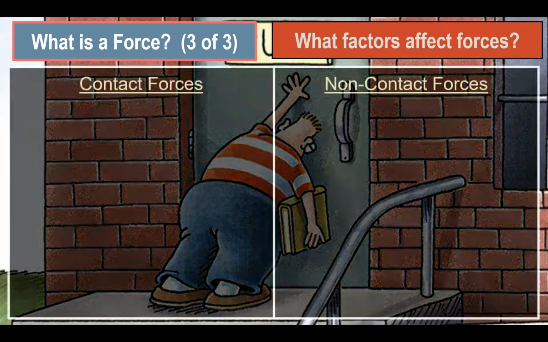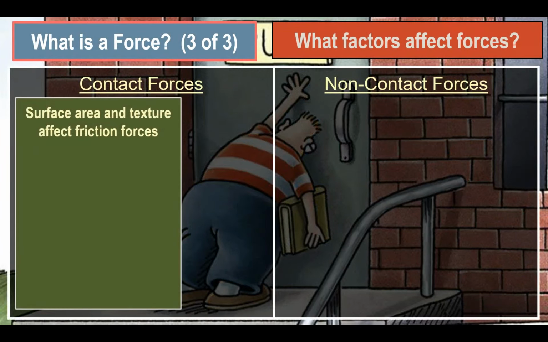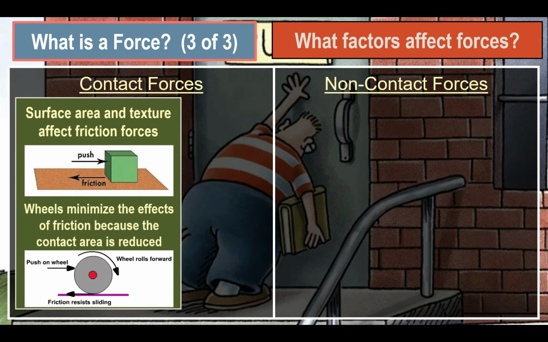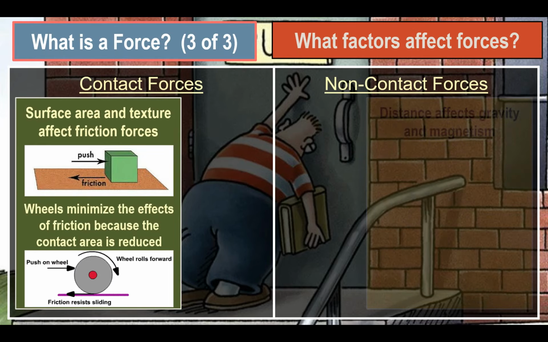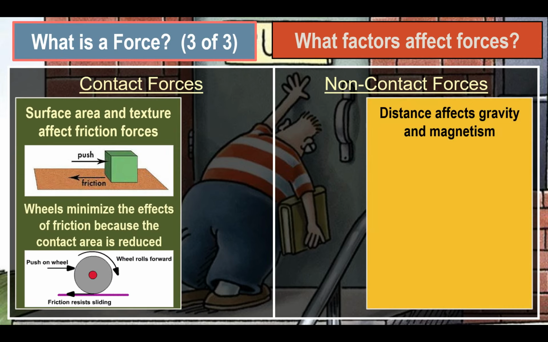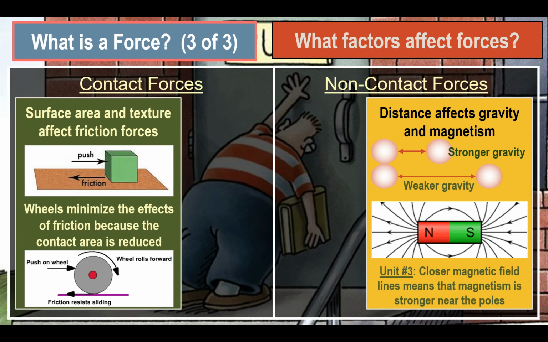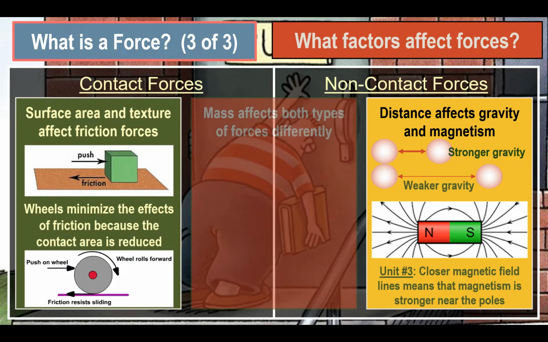What factors affect forces? Well, contact forces can be affected by surface area and texture. Wheels minimize the effect of friction because the contact area is reduced. In non-contact forces, we have distance affecting gravity and magnetism. If two objects are closer together, you have stronger gravity. If they are further apart, you have weaker gravity. And as we learned back in unit number 3, magnetic field lines that are closer together, like close to the poles, are going to show a stronger magnetic field.